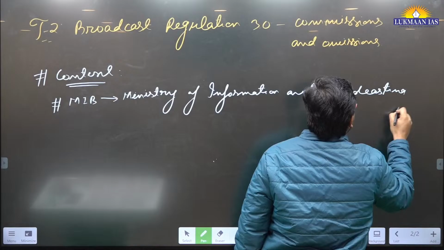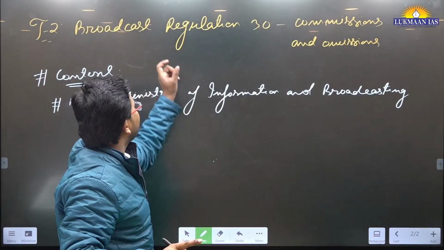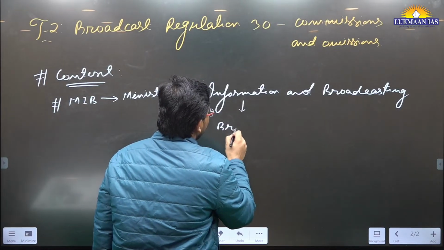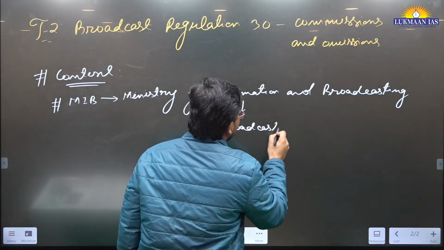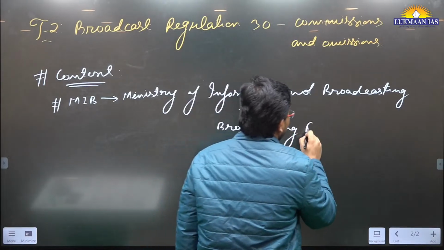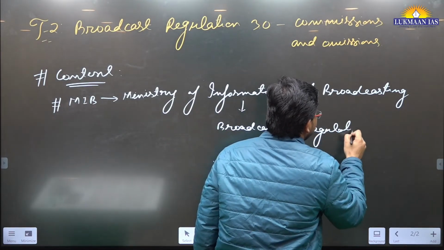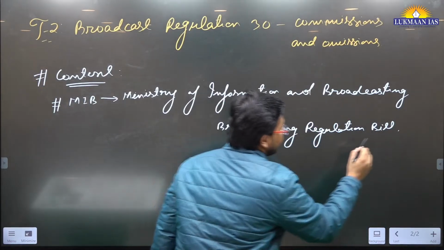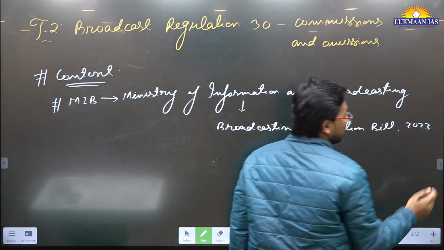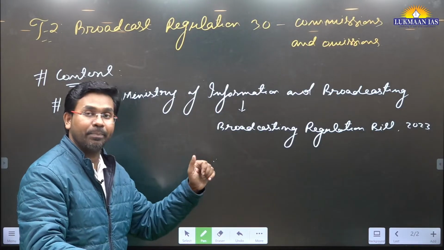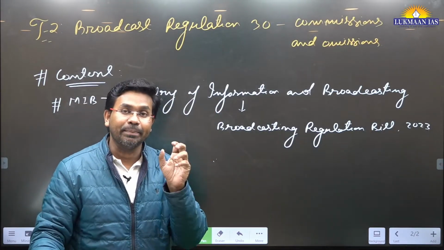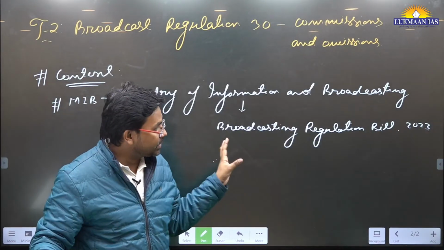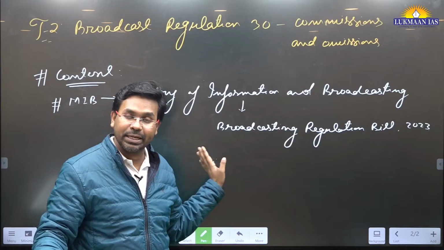This particular ministry has come up with a new regulation, known as the Broadcasting Regulation Bill. This is not the first time that they have initiated such a bill. There have been two such bills earlier as well. This is the third bill. Before this, in 2007, the Ministry came up with another bill, and before that in 1997, the Ministry came up with another broadcasting regulation bill.